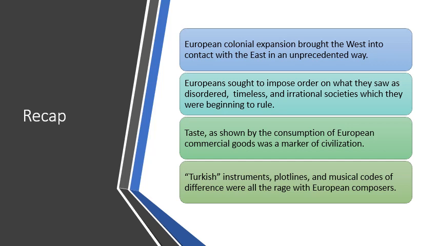The colonial expansion brought Europe into contact with other parts of the world in an unprecedented and intimate way. During this process, European powers sought to impose order on what they saw as a disordered or timeless or irrational society, which they were starting to rule and set up control over. Part of that was establishing a single chronology using the Gregorian calendar, and part of that was through other ways of imposing order.